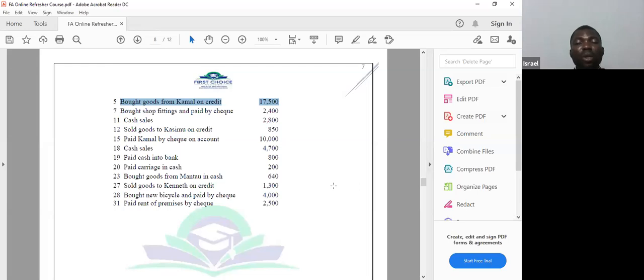But because these goods were purchased on credit, we are not going to post the credit item to the purchase account. Where we are going to post it is into the purchase day book account. The purchase day book account, or any day book account, is used to record credit transactions.